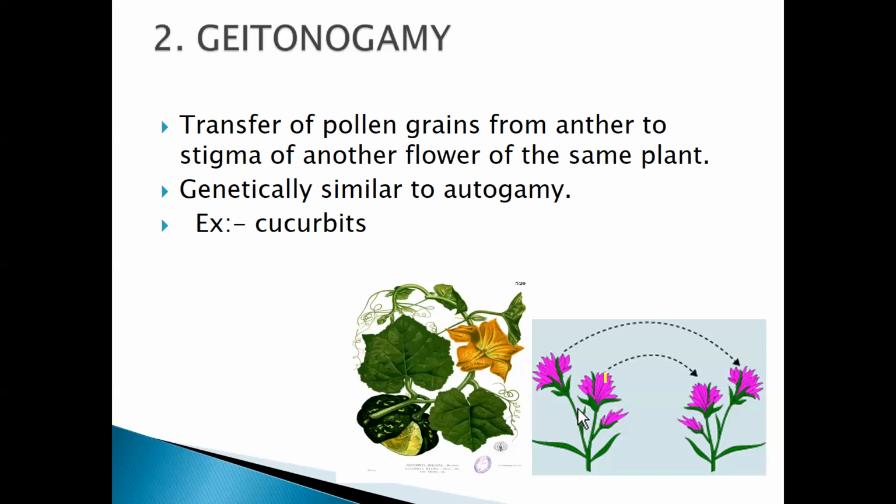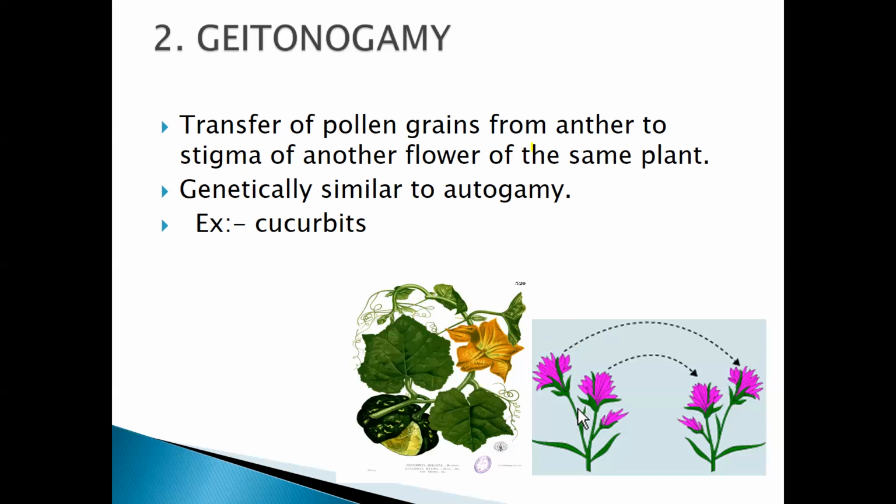That is the transfer of the pollen grain from the anther to the stigma of another flower of the same plant. Genetically similar to autogamy. Example is cucurbits. Cucurbits, that is the cucumber family, the pumpkin family. So in pumpkin and all the cucurbit family, this Gaitanogamy takes place.